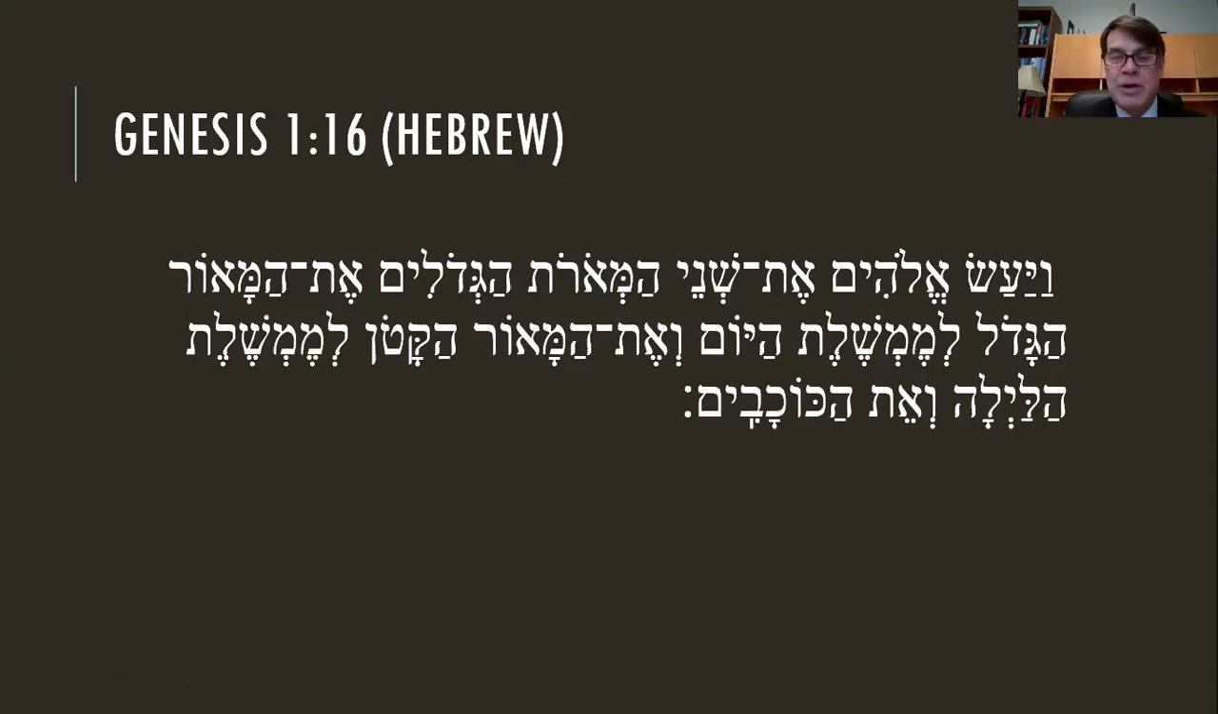Okay, let's look at this in a little bit. So now we are making the actual functionaries that will cause the light function to happen. God created light on day one. Now He's creating the functionaries that do the lighting.